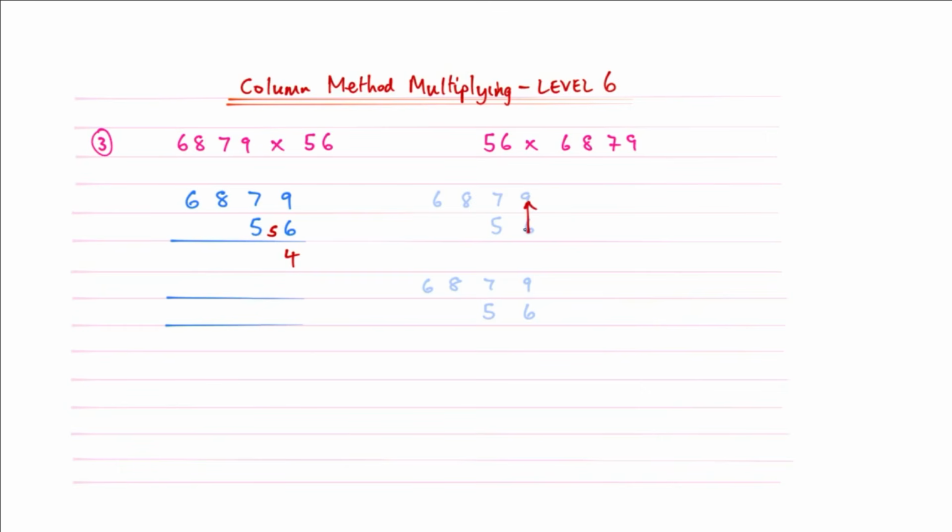So we've done that one, 6 times 9. 6 times 7, okay, well that's 42, add the 5, well that's going to be 47. Then 8 times 6, well that's 48, add that 4, becomes 52. And 6 times 6 is 36, add that 5 and that becomes 41. Now we're going to move on to the 5s bit.